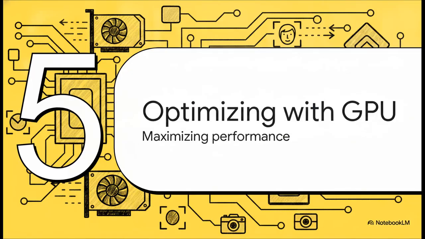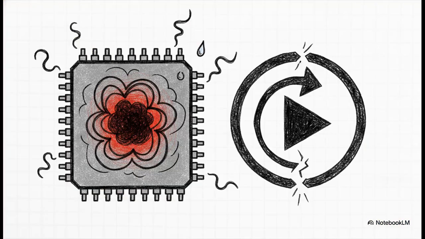Finally, Section 5, optimizing with GPU power. Now, when you first run this new video loop, you're probably going to hit a wall. If you run both of these heavy AI models on just your computer's standard processor, the CPU, you'll immediately notice the video feed becomes painfully sluggish. It stutters, it drops frames, it lags completely. Running two complex AI models at once is just way too heavy a workload for a standard CPU.